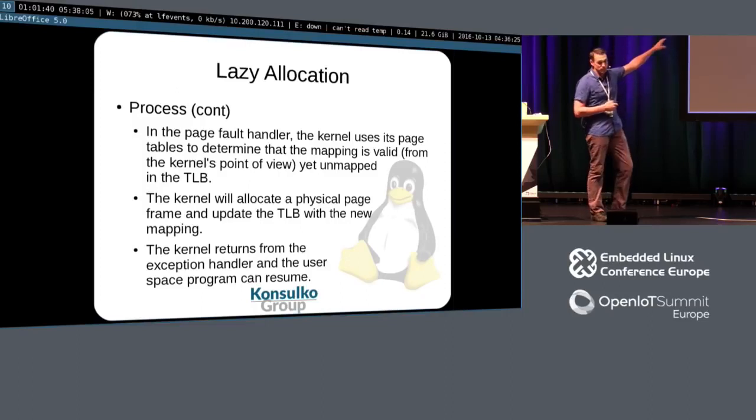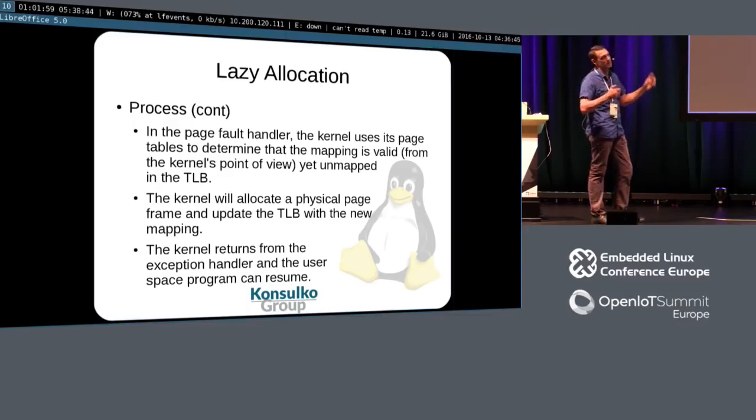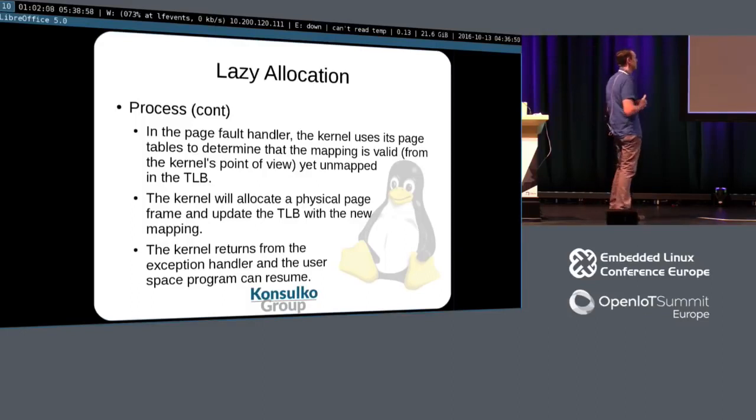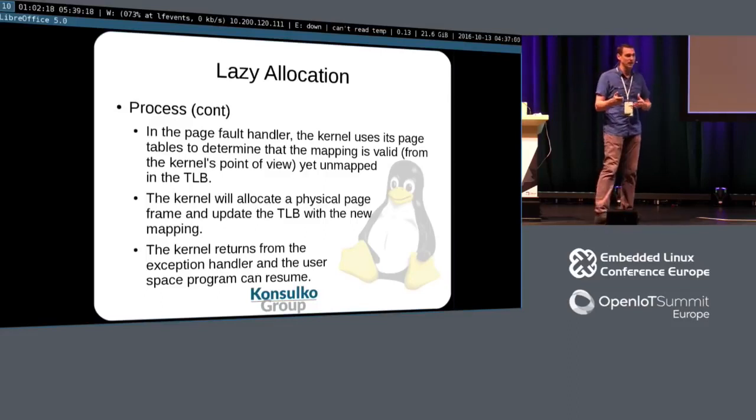The kernel is going to use page tables and see that the mapping is valid in this case, in a lazy allocation. The virtual address space is allocated, but it's not yet mapped in the TLB. At that point, it's going to allocate those page frames, a page frame or a series of them, whatever the request needs to be satisfied with. And then it's going to update the TLB. It's architecture specific how that happens, of course, with that mapping. And then it comes back from the exception handler, and the user space program continues.